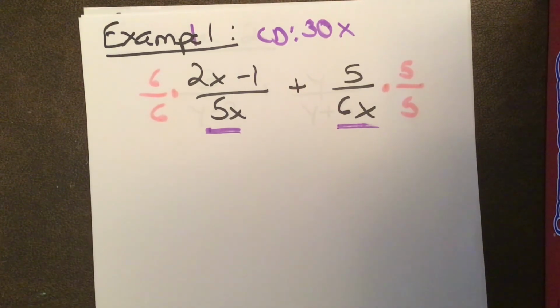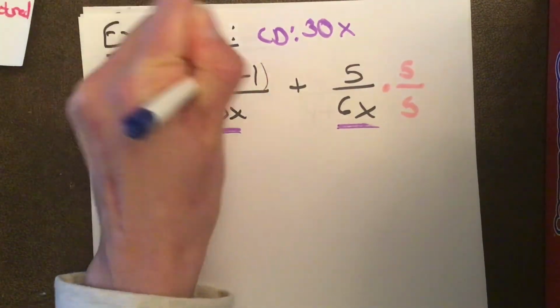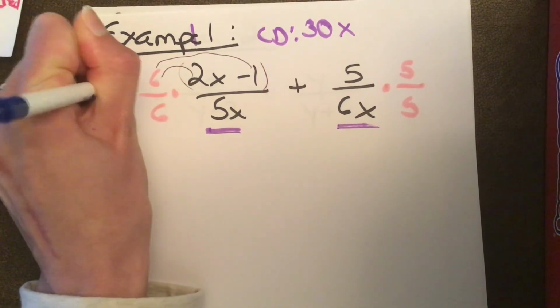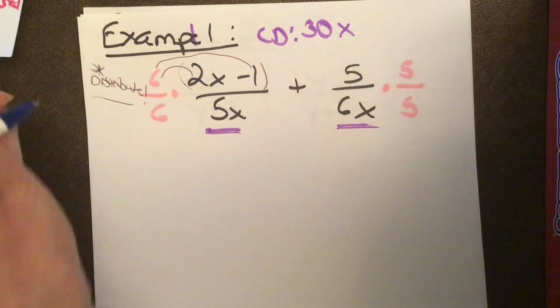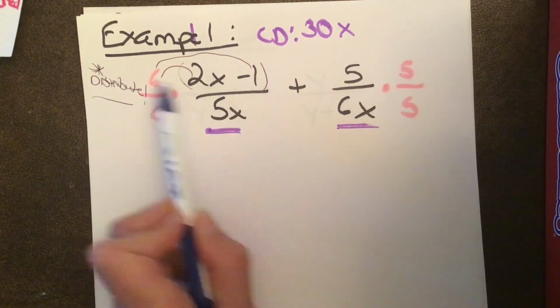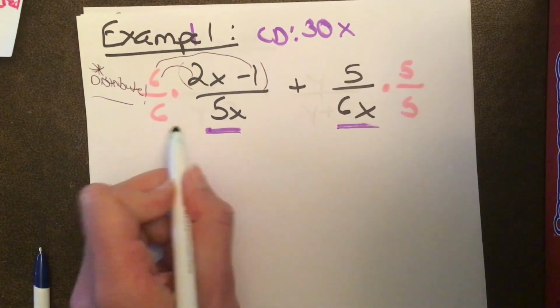One thing you're going to need to remember: if you have addition or subtraction in a term, like I have right here, I'll draw a little star there. You're going to want to remember to distribute. You're going to need to do that anytime you have addition or subtraction in a numerator and you're multiplying it by something. Okay, so let's just do the denominator first.